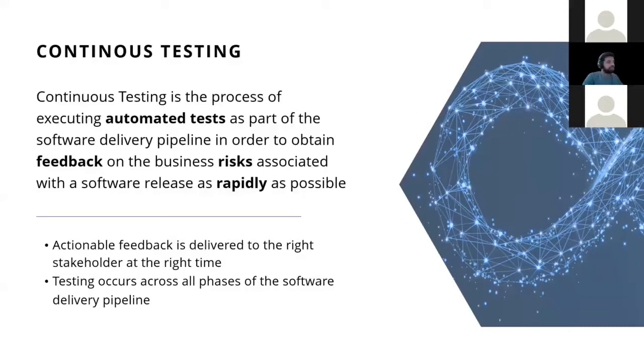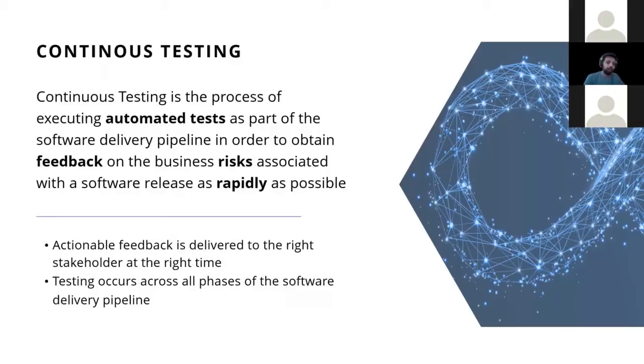So continuous testing is the process of executing automated tests as part of the software delivery pipeline in order to obtain feedback on the business risk associated with the software release as rapidly as possible. So let's try to pick up these four keywords in this definition, because this is the core of continuous testing. As I already introduced you to, continuous testing is an evolution of test automation. It's just much bigger, and the why part of doing automated tests is what has led to continuous testing.